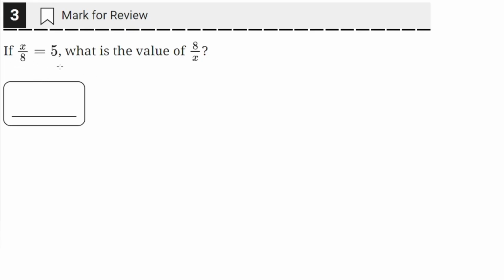If x over 8 equals 5, what is the value of 8 over x? So we have this equation, x over 8 equals 5, and we want to manipulate one side so that it looks like 8 over x, and so then we'll know what it equals on the other side. So let's manipulate this to look like 8 over x.